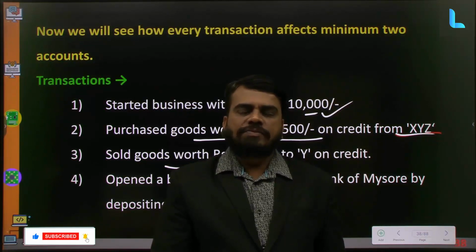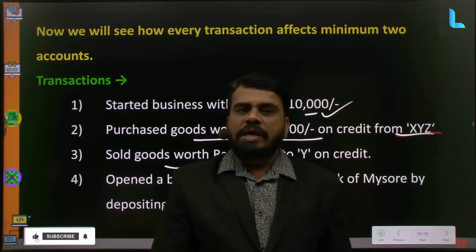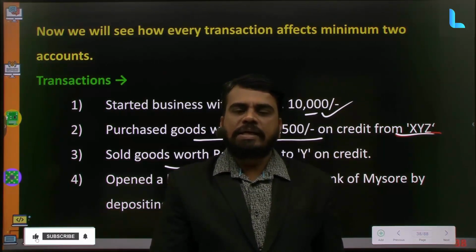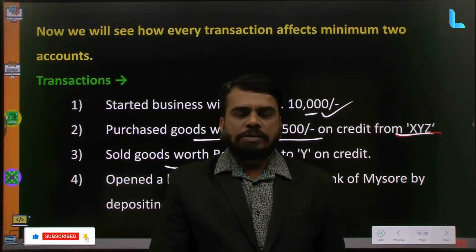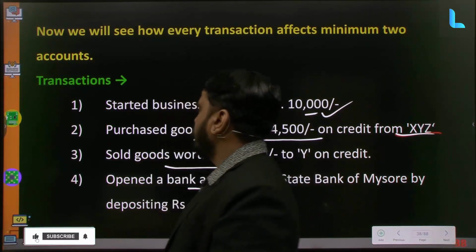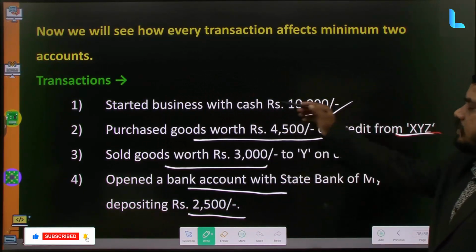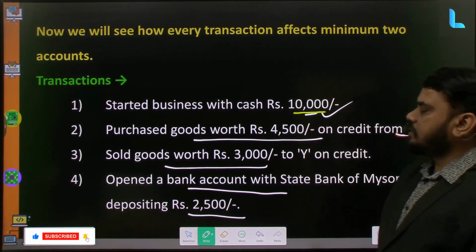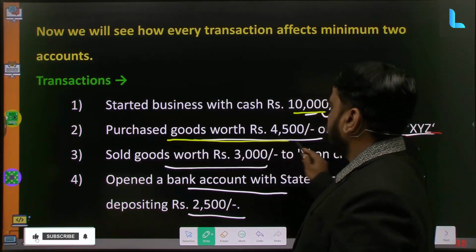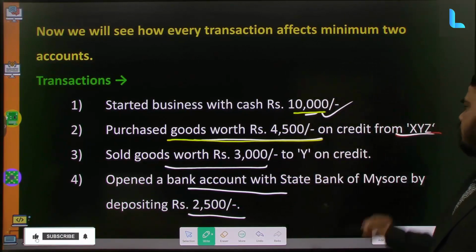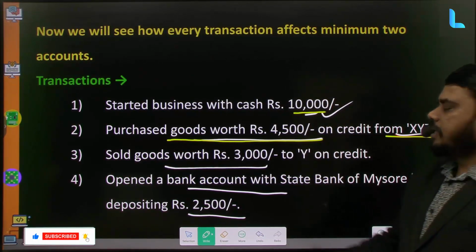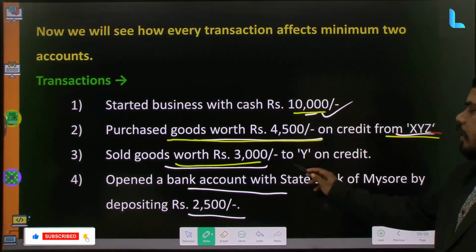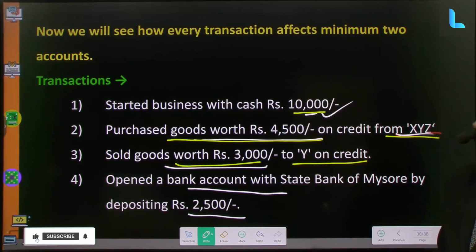In the previous class we were discussing transactions and how these transactions affect a minimum of two accounts, that is the credit and debit aspects, and how they are involved. So let us see now. This was the example I was discussing with you. A business starts with cash of 10,000 and the next transaction is goods are purchased worth 4,500 on credit from a company called XYZ. Then the next transaction, goods are sold worth rupees 3,000 to a company called Y on credit.